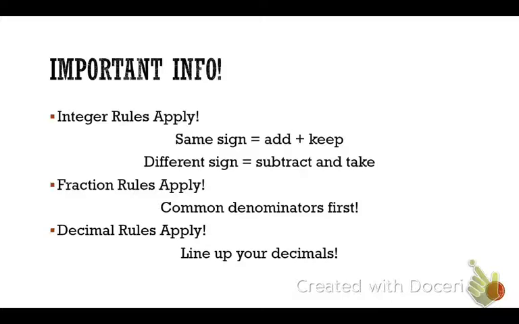Okay, we'll sing the song in a minute. Different signs, subtract and take. Remember, this is for addition and subtraction only. So we see that fraction rules apply. You must have a common denominator before you can add or subtract a fraction. Your decimal rules apply. You must line up your decimals before you can add or subtract a decimal. Okay? So remember, this is only addition and subtraction. The multiplication rules will be different.